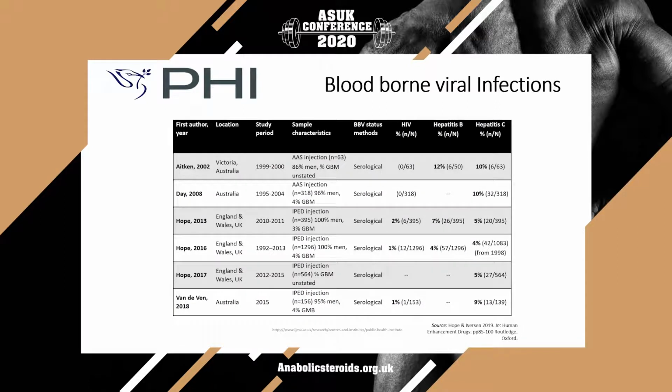A larger number of studies have looked at the extent of blood-borne viral infections among people who inject image and performance-enhancing drugs. Some of these studies have used self-reports, but here we'll focus on those studies that have used serological or biological markers of infection. These studies show that the prevalence of HIV is usually between 1 and 2%. They found prevalences of hepatitis B infection, that's ever infection with hepatitis B, between 4 and 12%, and prevalence of ever infection with hepatitis C between 4 and 10%.